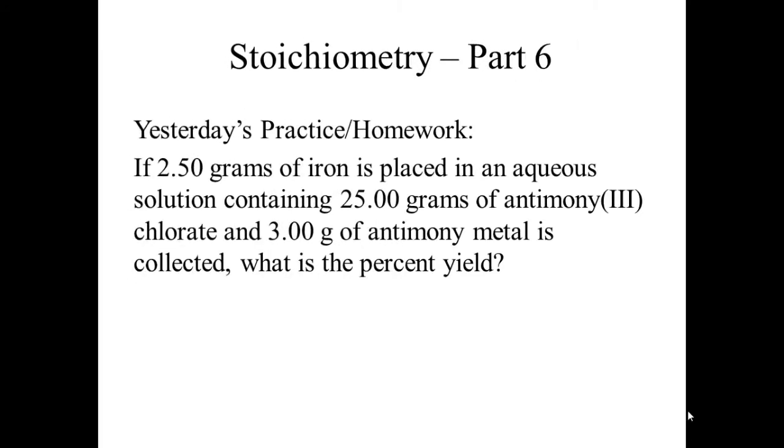So yesterday's practice homework problem was, if 2.50 grams of iron is placed in an aqueous solution containing 25 grams of antimony 3 chlorate and 3 grams of antimony metal is collected, what is the percent yield? So we're going to start with balancing the equation. That's what I'm going to start with.